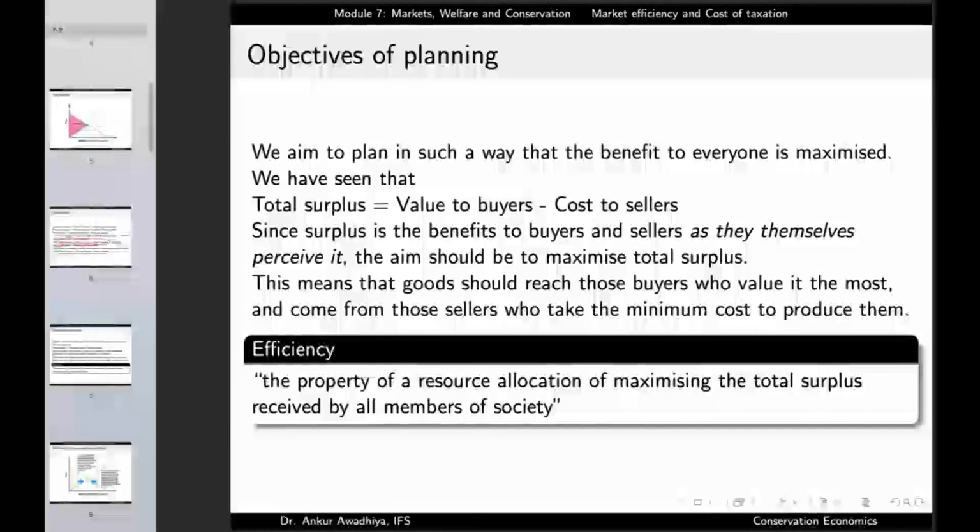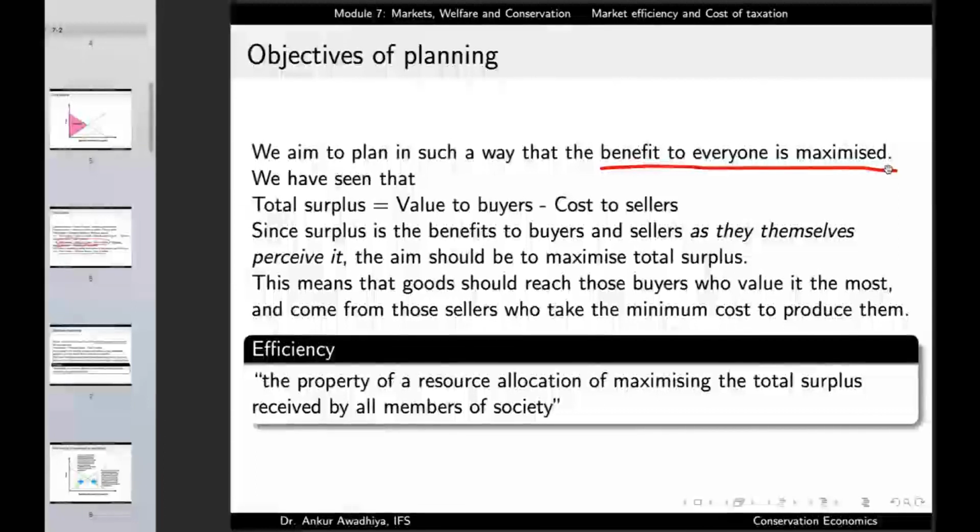But if we do not take anybody's side, we are not on the side of the buyers, we are not on the side of the producers, but we are on both of their sides, then what we'll say is, okay, let us see if we can increase the buyers' and the producers' surplus. What is the maximum that we can get? So that is a maximization of the total surplus, and that is an objective of planning. We aim to plan in such a way that the benefit to everyone is maximized. We are trying to maximize everyone's benefit, whether he or she is a buyer or a seller.